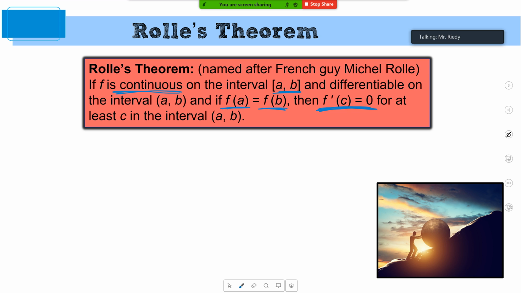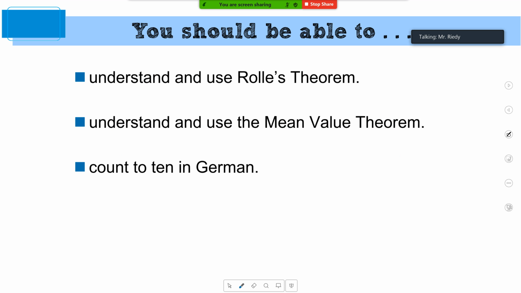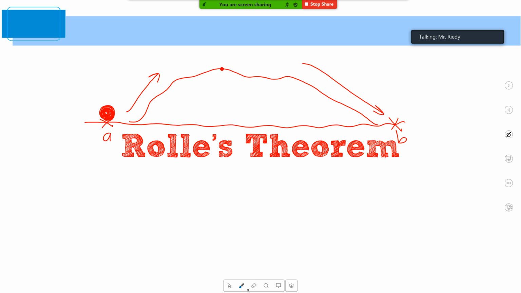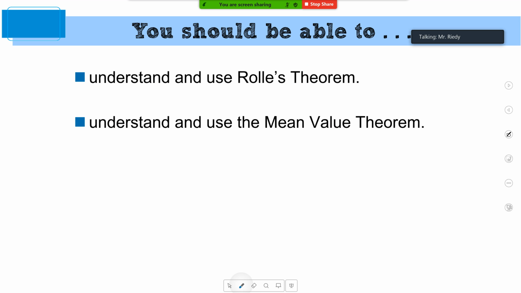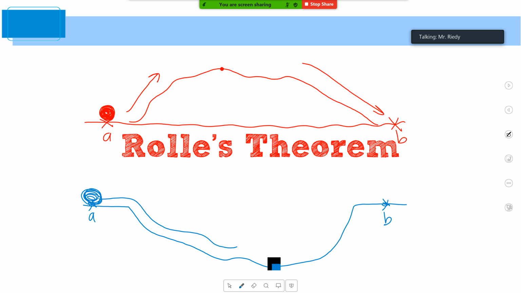Now, to make things a little bit more interesting, if you understand the whole hill concept, we could do it again, but instead of doing it over a hill, we could do it down into a valley. Here's A, here's B. You roll the boulder. At some point, you're going to hit the bottom of the valley and then have to roll it back up.